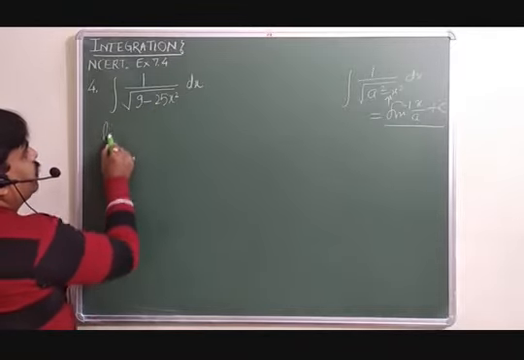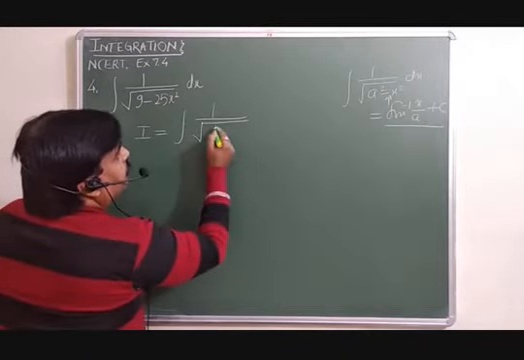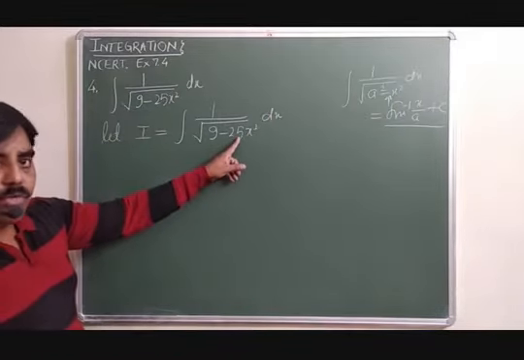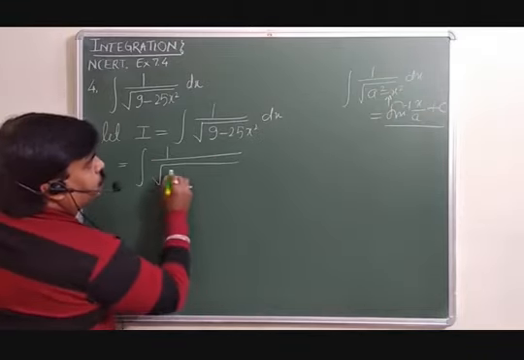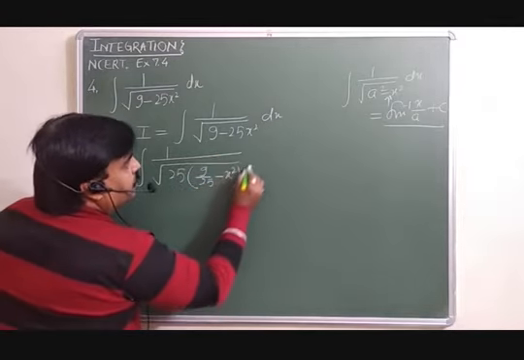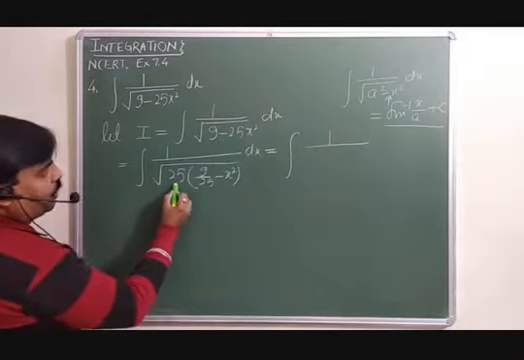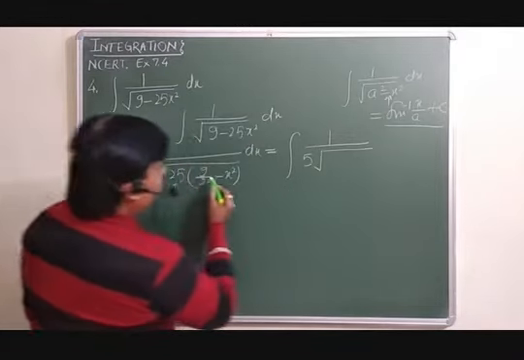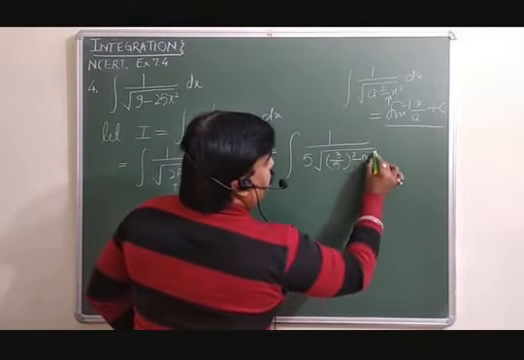How can you remove it? First of all, you can assume that I is equal to 1 over under root 9 minus 25 x square dx. You are supposed to take out the 25 common from here. So you will get 1 over under root 25 taken out common, so this becomes 9 over 25 minus x square dx. And this can be written as 1 over 5 under root, where 9 over 25 can be written as 3 over 5 whole square minus x whole square dx.